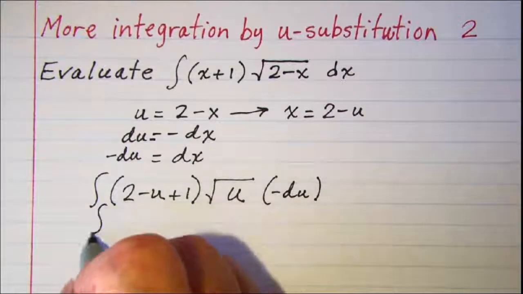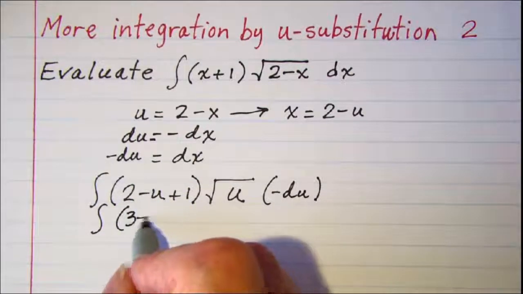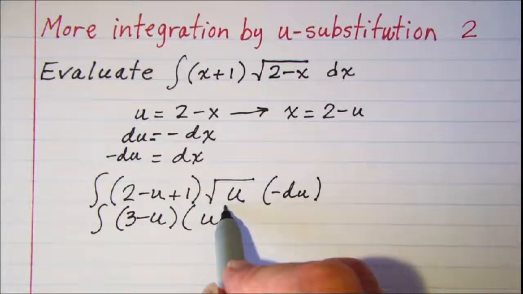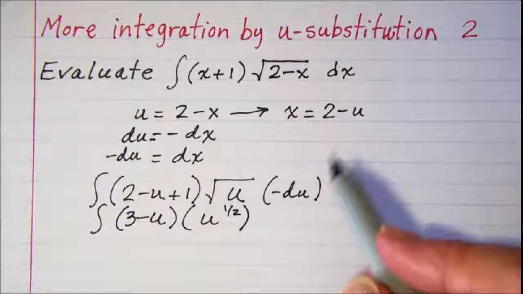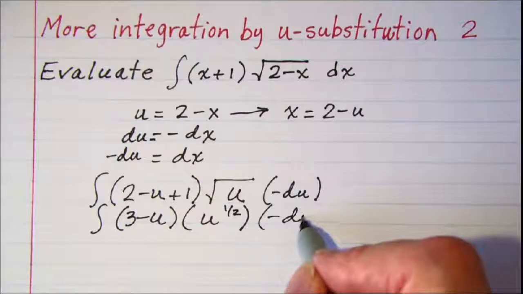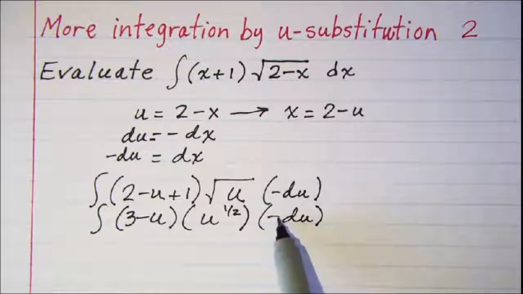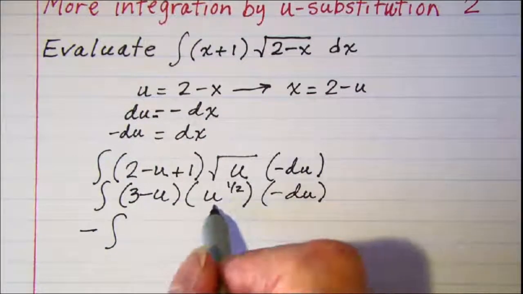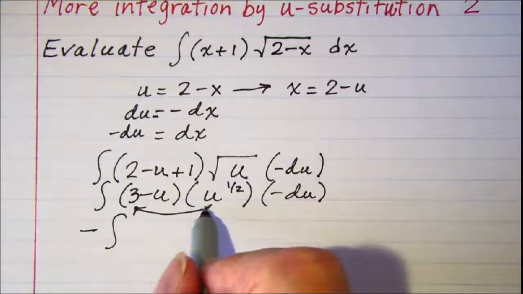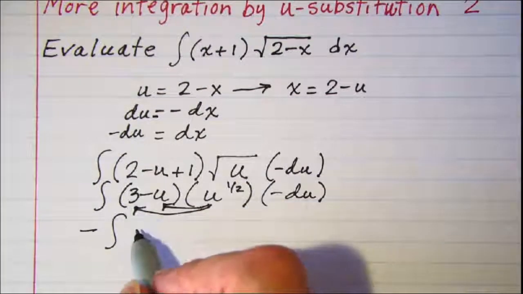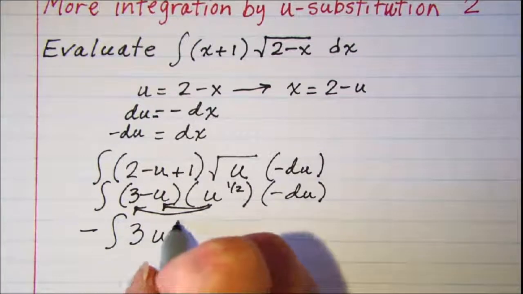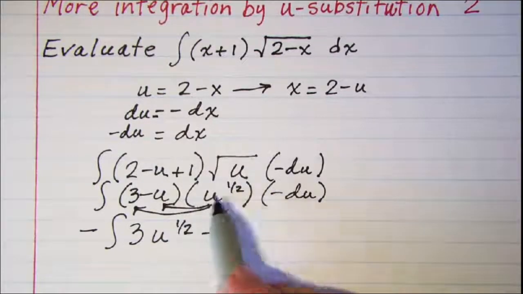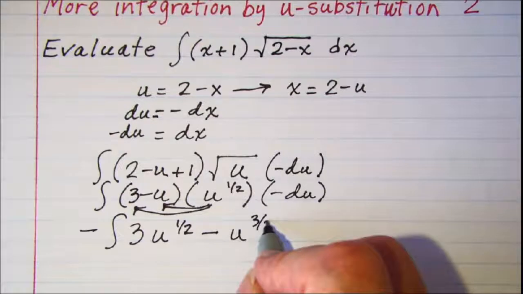This simplifies to the integral of 3 minus u, and then I can write this factor as u to the 1/2 power, and then I have my negative du. I can pull the negative out in front of the integral, and then let's distribute the u to the 1/2 through this binomial. So this gives me 3u to the 1/2 minus u to the 3/2 times du.